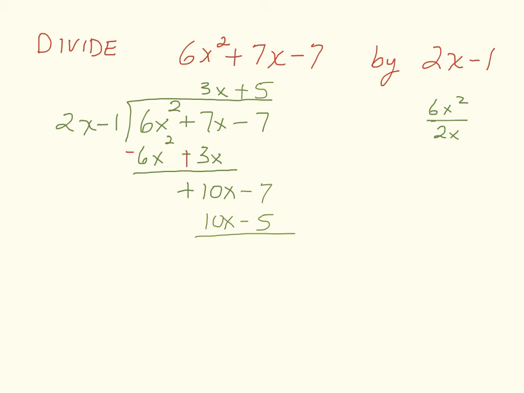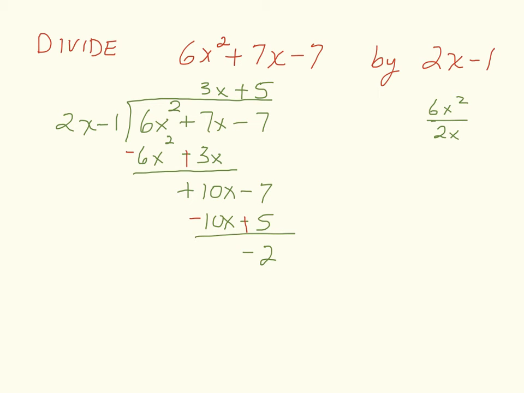Notice what we're doing. We're subtracting now. Negative 10 plus 5. The subtraction changes the sign. So what we have is negative 7 plus 5 is negative 2. And the 10x minus 10x goes away. So we have a remainder now.